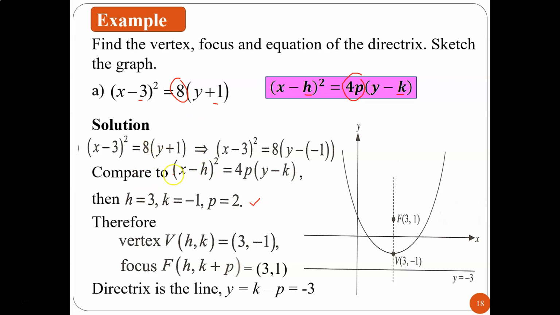Okay, actually you boleh leraikan dululah supaya you nampak lagi jelas. Dia jadi macam ni. Okay, therefore you dah dapat h, k and p. You terus boleh cari you punya vertex. Sebab vertex formula dia adalah h and k. So kita letaklah what is your h, what is your k. And your focus will be h, k plus p.